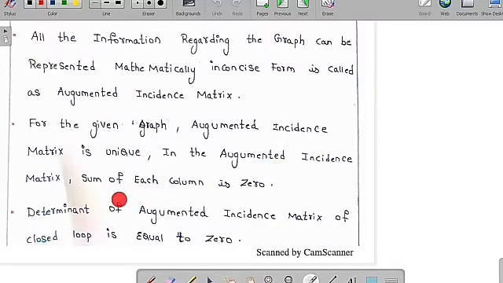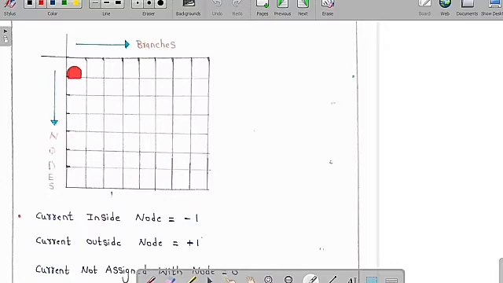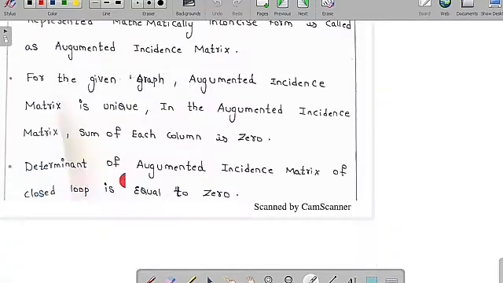In the augmented incidence matrix, the sum of each column is 0. So the sum of each column is always equal to 0 for the augmented incidence matrix. This is because of KCL: the sum of all incoming currents is equal to 0, or we can say we assume all are incoming. Therefore the net algebraic sum of current going outside any particular node is equal to 0. With the help of that equation we get that the sum of each column is definitely equal to 0.